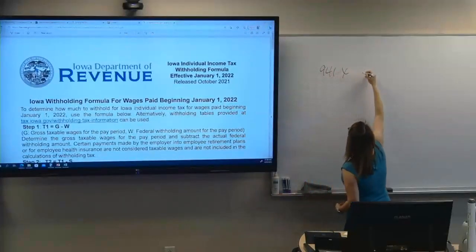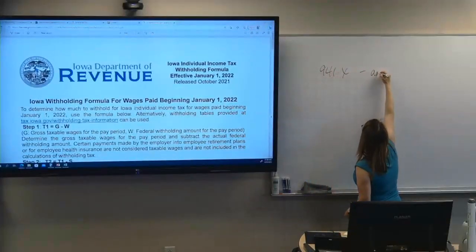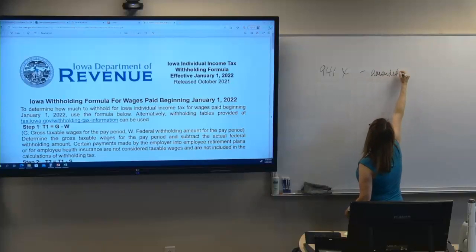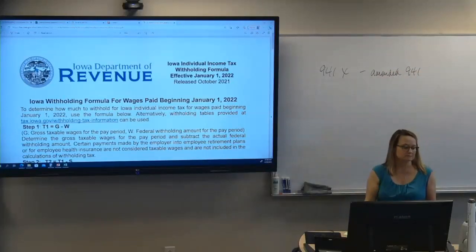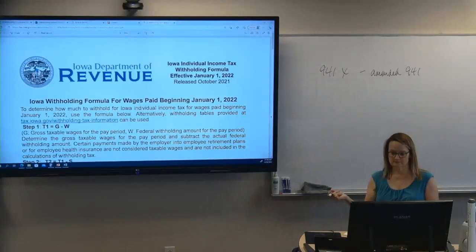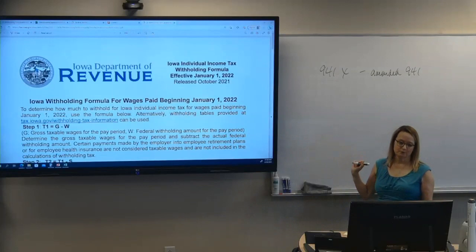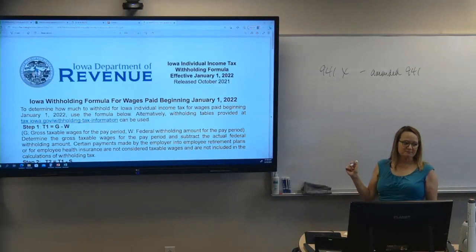941X is an amended 941. So you made some sort of mistake on the 941 and you've got to fix it. Again, chances are you probably also have a mistake then on a W-2 somewhere. You probably also have a mistake on a W-3 somewhere. Oftentimes we'll find this out when we're doing that end of the year reconciliation.